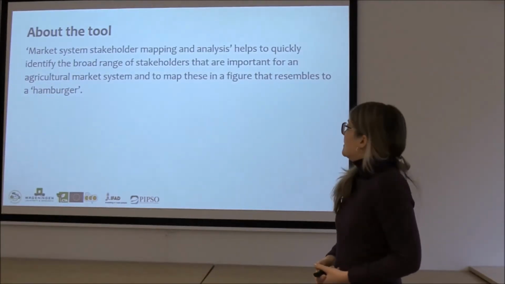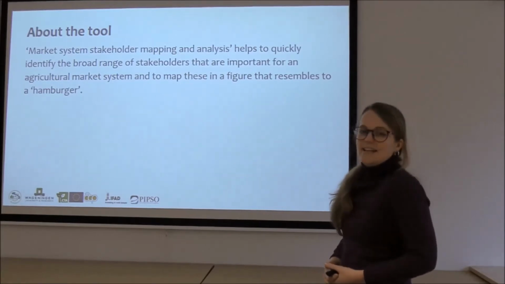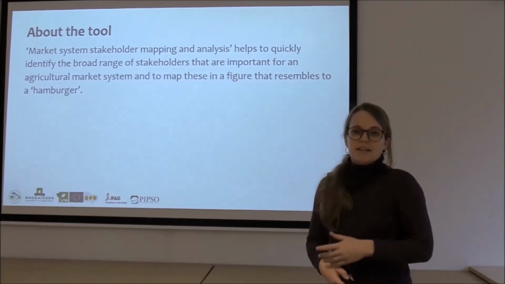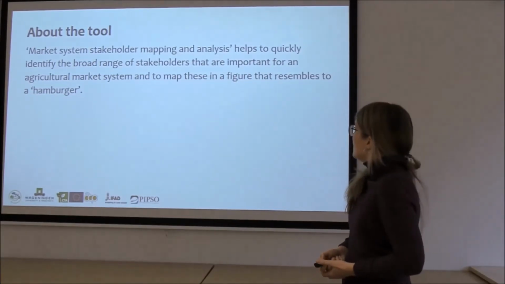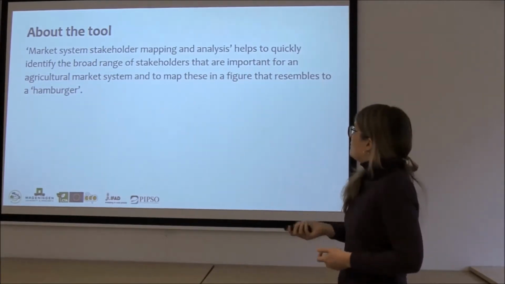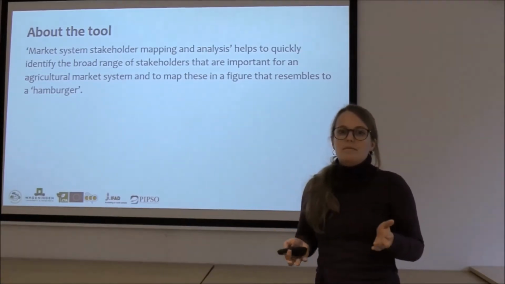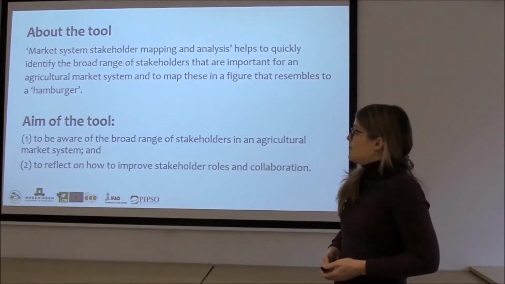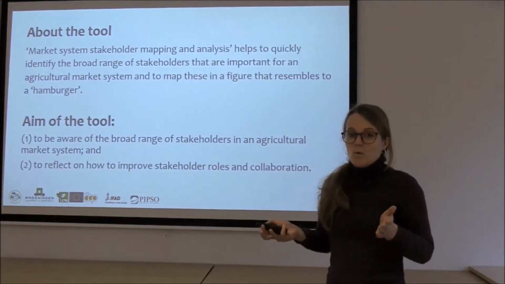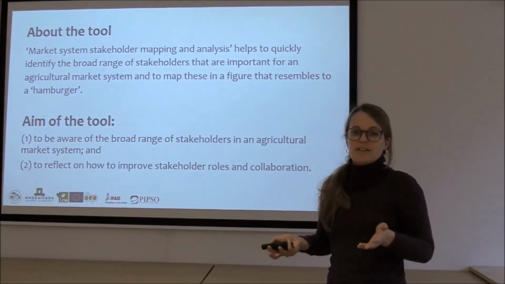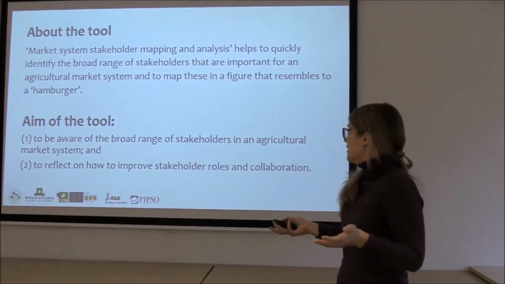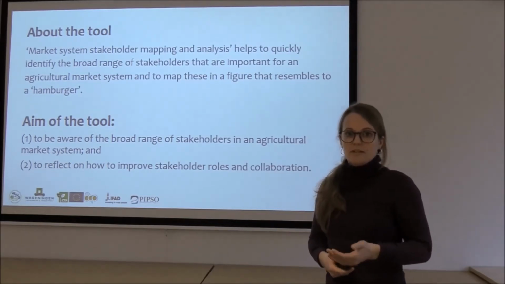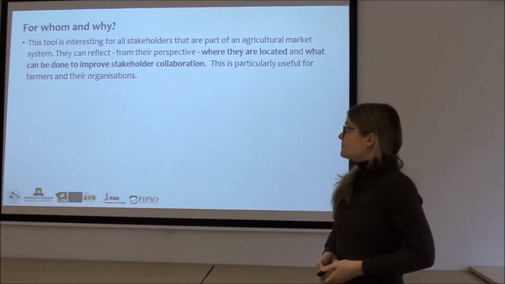Stakeholder mapping and analysis helps you to identify a broad range of stakeholders that are important in the agricultural market system, and also to map these in a figure that resembles a hamburger, and more to this later. The aim of the tool is to be firstly aware of all the different types of stakeholders that are there, and then to look at how we can improve the stakeholder roles and the collaboration.